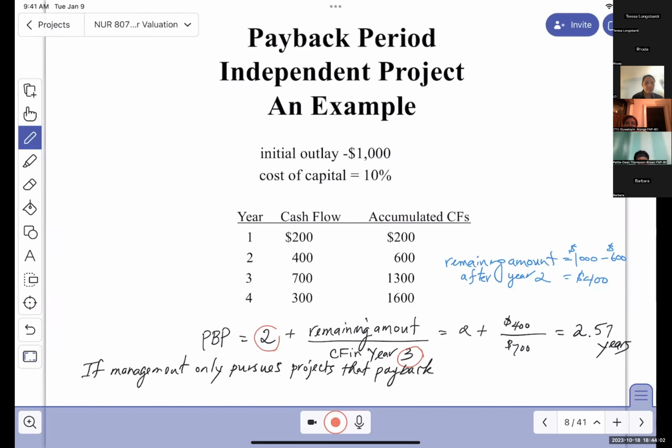So if management only pursues projects that pay back in 2 years, what do you say? They would not qualify. You're right, we reject. But if management pursues projects that pay back in 3 years, we can qualify. Accept. Yes. Okay.